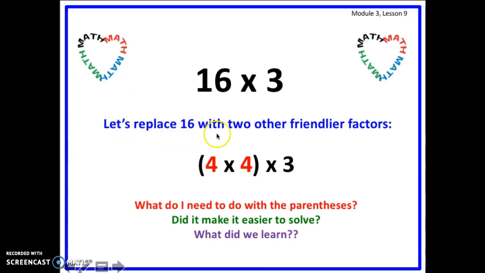Let's replace the 16 with two other friendlier factors. 4 times 4 times 3. 4 times 4 are friendlier, but we're still getting the 16 times 3. So what can we do to solve this to make it easier? What if we move the parentheses? Where could we move the parentheses to make this easier? Think about it, write it on your board, and press play to begin.